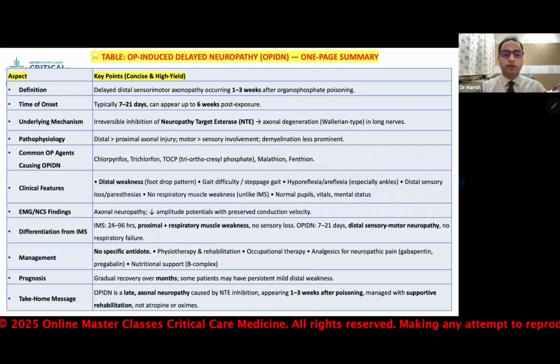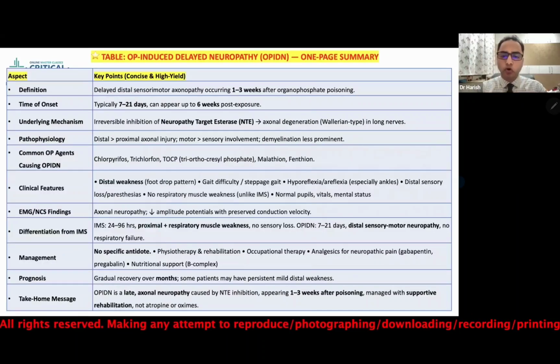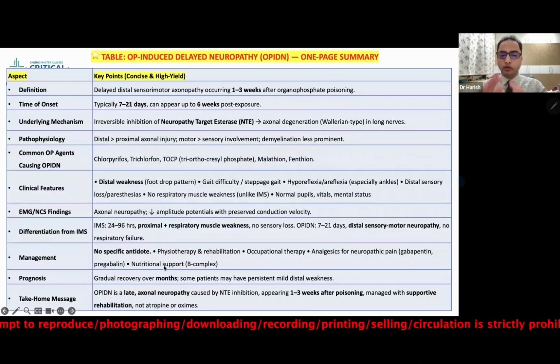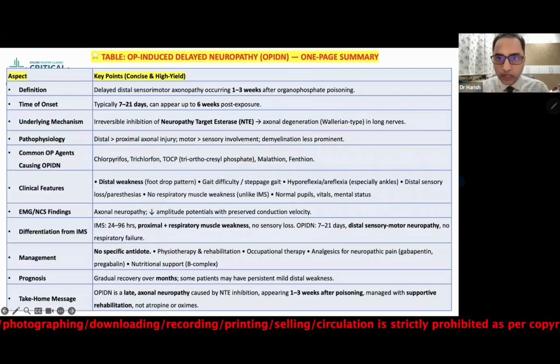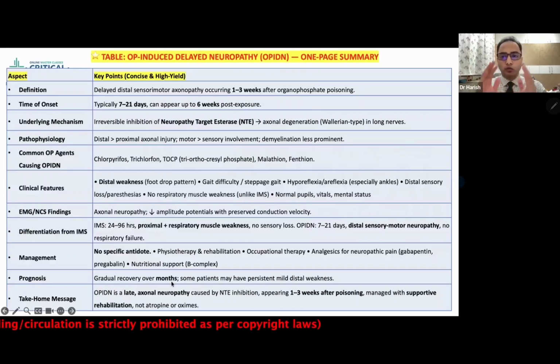So therapy: no specific antidote for OP-induced neuropathy. Physiotherapy, rehabilitation, occupational therapy, analgesics for neuropathic pain like gabapentin, pregabalin, and nutrition support with vitamin B support is needed for OP-induced delayed neuropathy. Prognosis: gradual recovery over months. We have a couple of patients who took almost 7 to 8 months for total recovery. Some patients may have persistent mild distal weakness also, that we need to keep in mind.